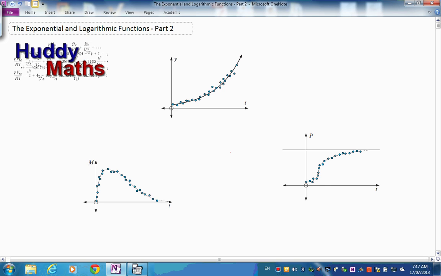Hey, welcome to this second part of exponential log functions. We've done all the hardest work in examining the mathematics around these functions. Now let's use them in modelling and some practical work here now.